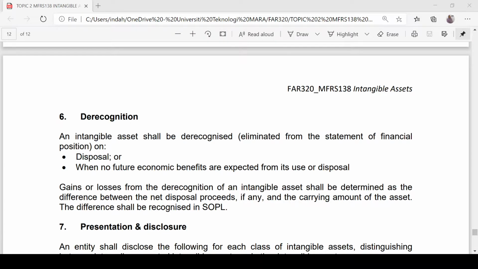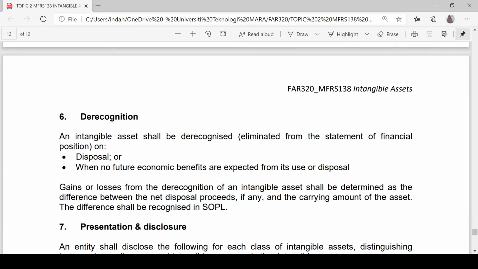Alright, so what about derecognition of intangible asset? An intangible asset shall be derecognized or eliminated from the books of account on disposal, or when no future economic benefits are expected from the use or disposal of the intangible asset. So how do we remove or derecognize the intangible asset?